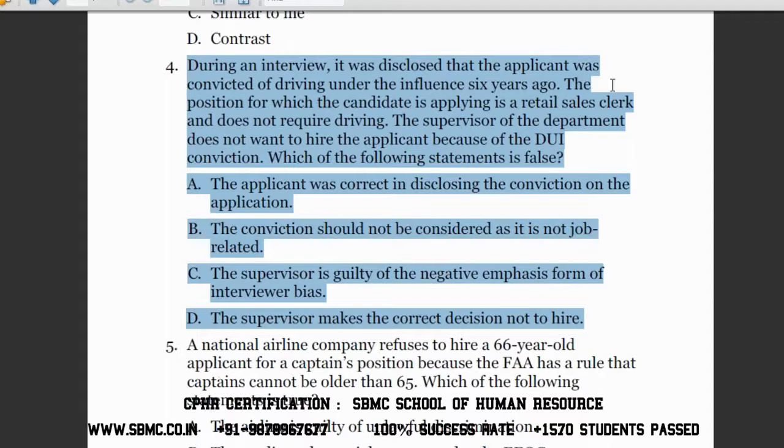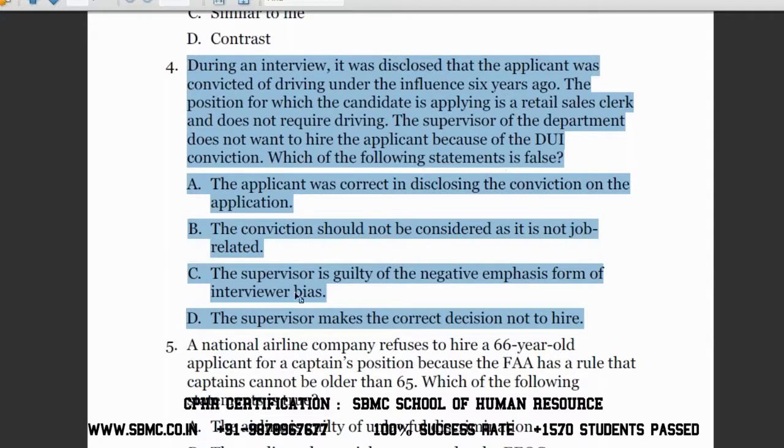Did the interviewer disclose the applicant was convicted of driving under the influence six years ago, and the position the candidate is applying for, retail, doesn't require driving? The department doesn't want to hire the applicant because of the DUI and conviction, right? Which of the following statements is false?